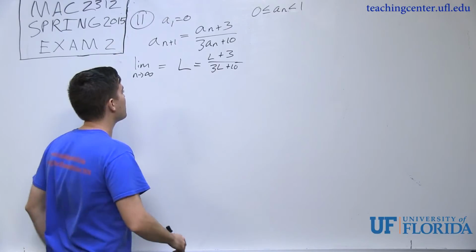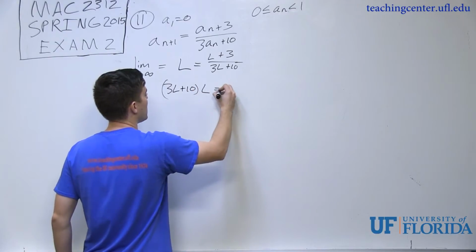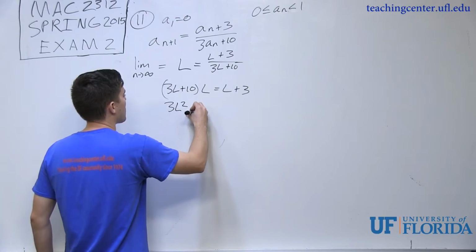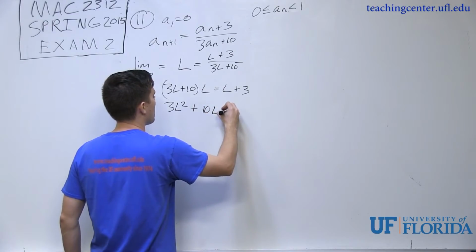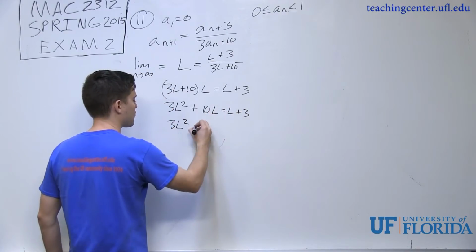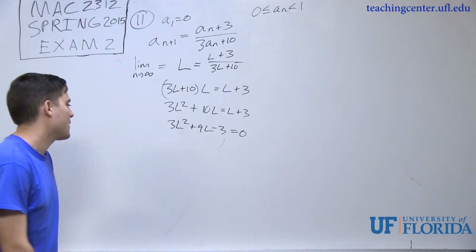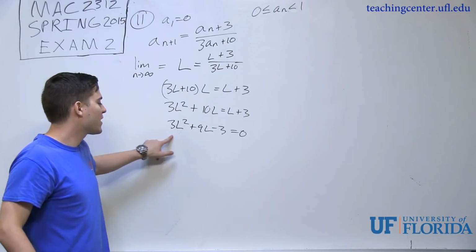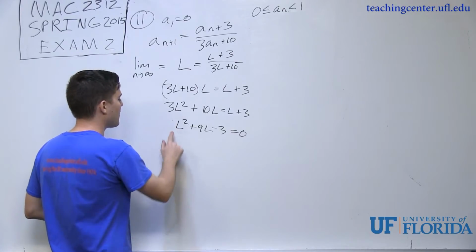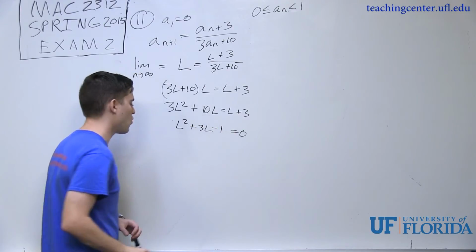So now all I need to do is figure out how to solve for L. Well, in this case, if I multiply this through, I end up getting 3L plus 10 times L equals L plus 3. I can go ahead and distribute this out. 3L squared plus 10L equals L plus 3. 3L squared, I can subtract this over. 9L minus 3 is equal to 0. Okay, so I now have a quadratic equation, and I can technically divide by 3, so I'll go ahead and do that just to make it a little simpler. So if I divide this 3 out, this becomes a 3, and this still stays with a negative in front, but it becomes a 1.